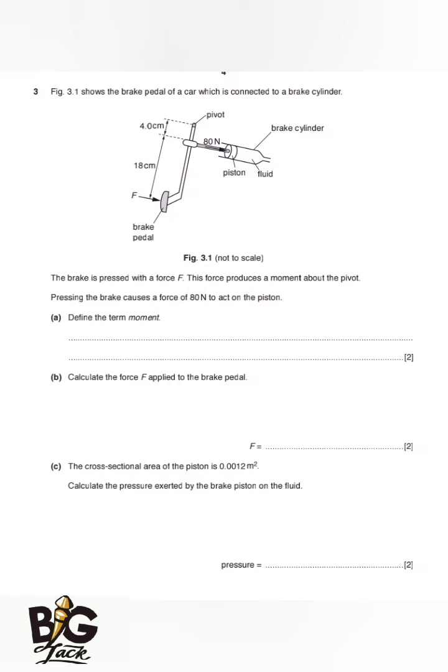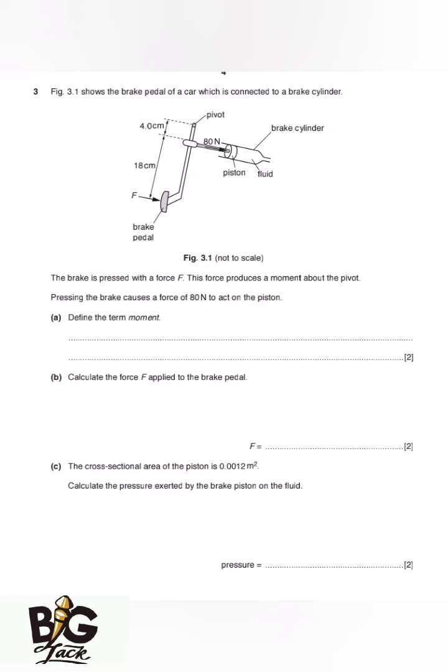Because the distance from the pivot to where 8 newtons is acting is 4 centimeters. Then from 8 newtons to where force F is acting, it is 18 centimeters. So the total distance from the pivot to where force F is acting is 22 centimeters. Now, when you talk of moment, it is just the turning effect of a force on a certain pivot. The pivot is more like a joint, where the force acts.